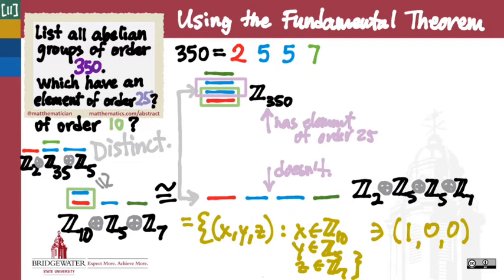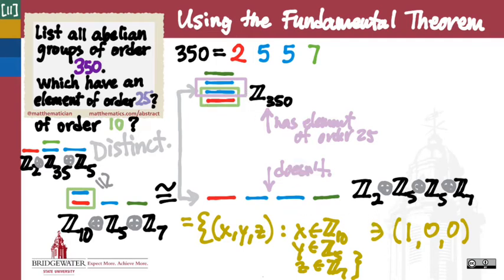So how many total, I'll get to your question in a second, how many total distinct isomorphism classes of abelian groups of order 350 are there? There's only 2. There's the one up here on top, and there's the one over here on the bottom.